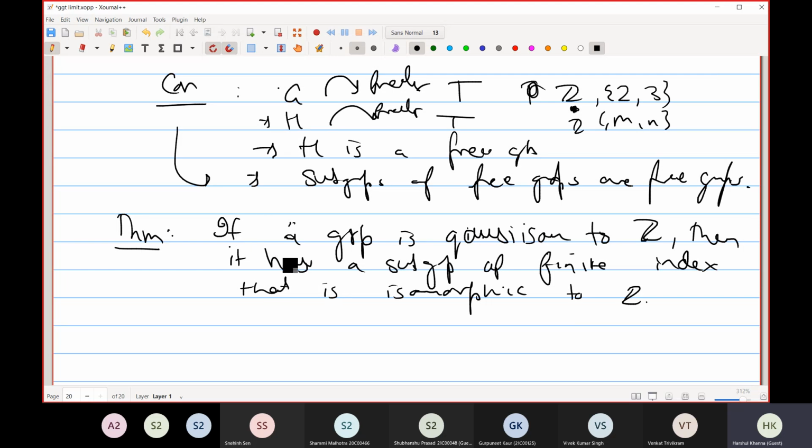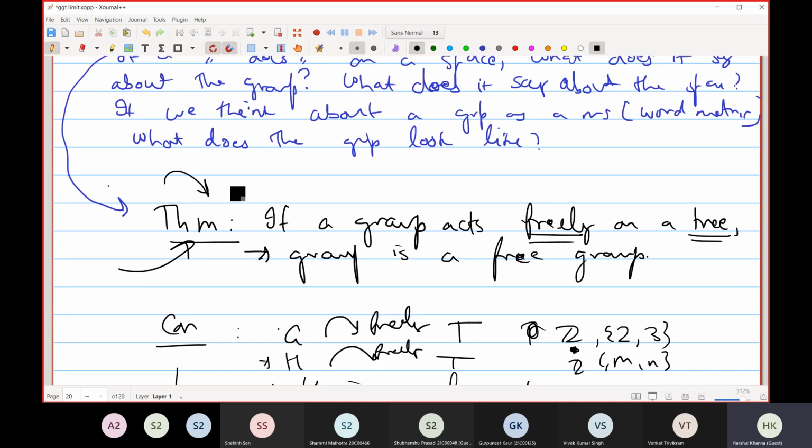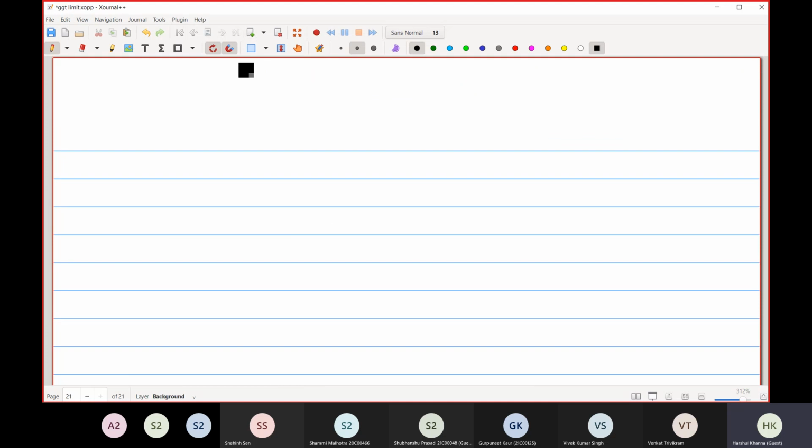I'll take 5 more minutes. So we basically want to start proving this theorem. Instead of starting to prove this theorem, I'll give you an example first and convince you that this theorem is actually useful. So this is the theorem we set out to prove: suppose G acts freely on a tree T, then G is a free group.